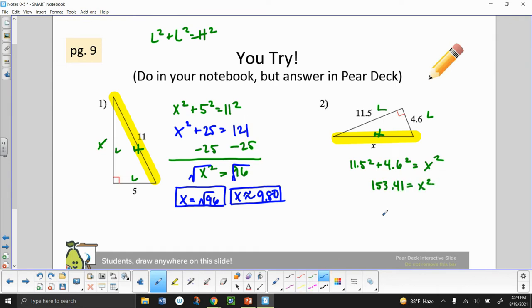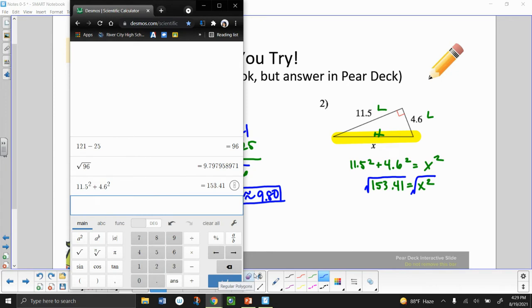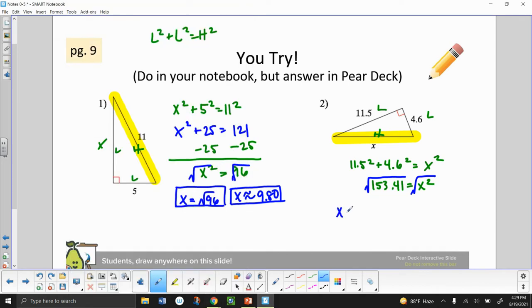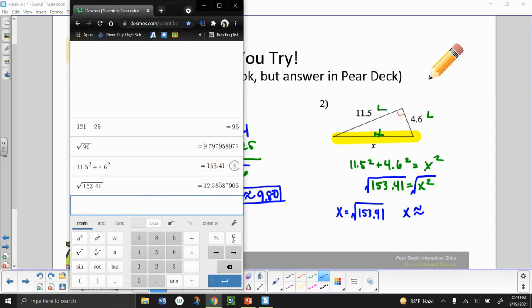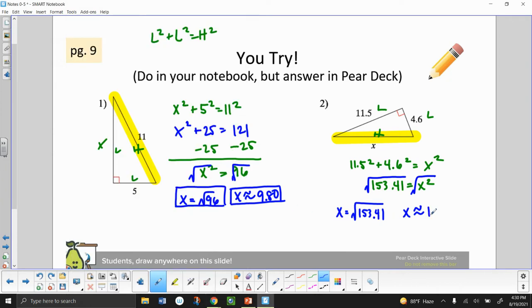And then just like before, we're going to take the square root of both sides to get x by itself. So square root of 153.41. So we get a decimal, so I'm going to write two answers. My exact answer, I'm just going to leave it in the square root. And then my approximate answer, I'm going to take my calculator answer and round to two numbers after the decimal. So again, here we go, 12.38. But since it's 5, you round up when it's 5 or more, so that's going to be 12.39. So my exact answer as well as my approximate.